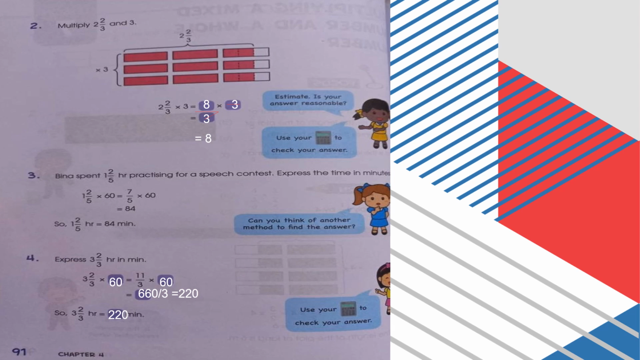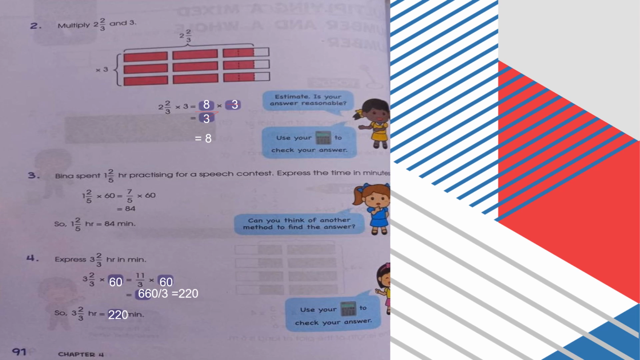In the next example, we have to multiply the mixed number 2 2/3 and 3. First we convert this mixed number into a fraction, for which we multiply 3 and 2, which is 6, and then add the 2 in the numerator, so it becomes 8. And we have 8 over 3 multiplied by 3. Here we can simply cancel out the 3 in the numerator and the 3 in the denominator with the help of cross multiplication, and as a result we have the remaining 8. So 8 is our answer.